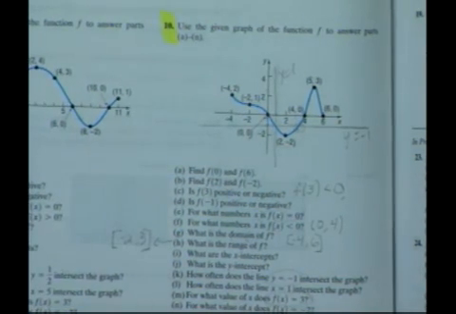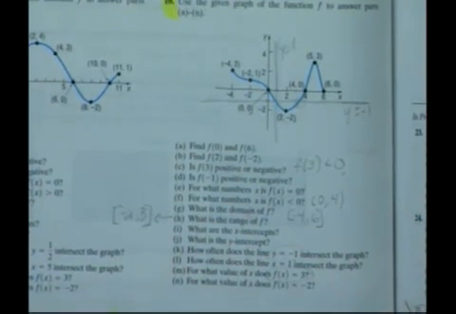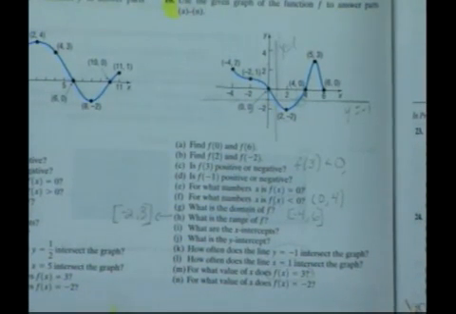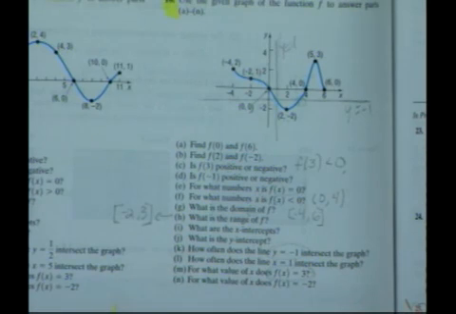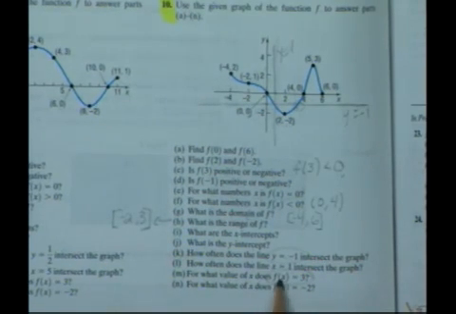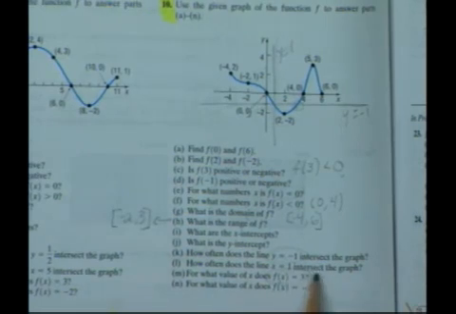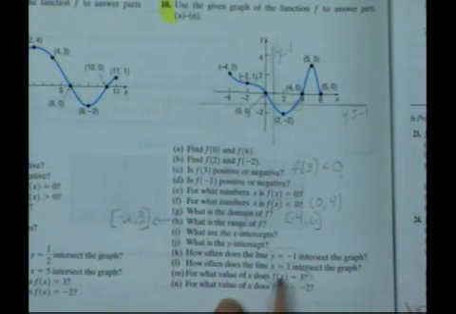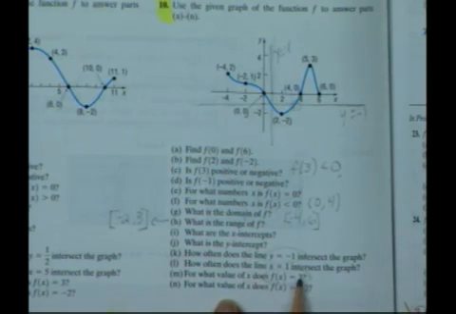Okay, for what value of x does f of x equal 3? All right, give me in just plain old words, what is that asking me for? Oh, for what value of x does y equal 3? Yeah, so you're going to look for where y is 3 and give me the x value, because remember, y is a function of x. So when y is 3, find x.